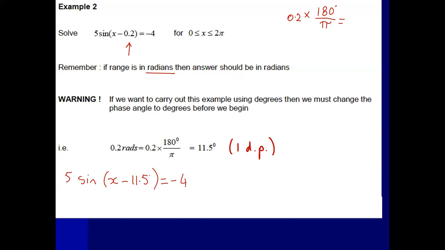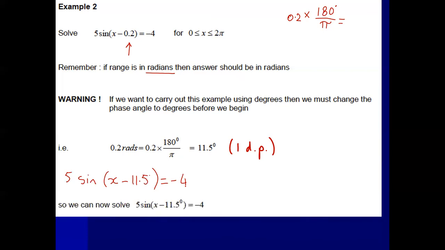So what is bothering me in front of sine? 5. So what do I do with the times? Do the opposite, which is dividing by. So you would divide both sides by 5. So I would get sin(x minus 11.5 degrees) equal -4/5, yeah? So far, so good.